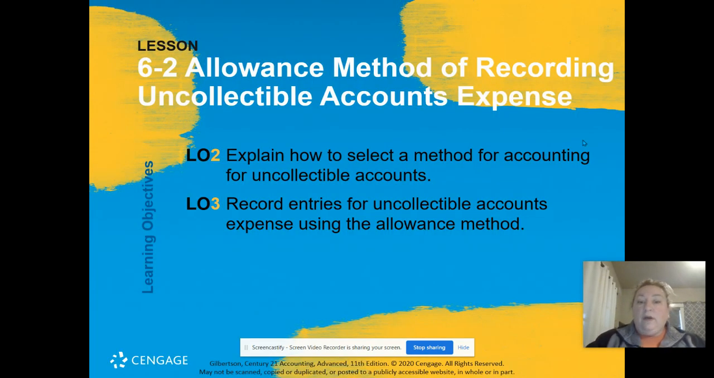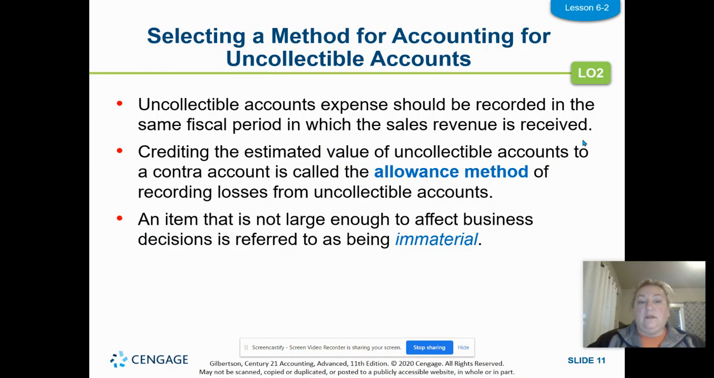So now we're going to do the allowance method. This is that estimation, that assumption that we're not going to get paid a certain amount. We have the direct method, which means we only write off what we know we are not going to get. The allowance method is that estimation of what we think we're not going to get.